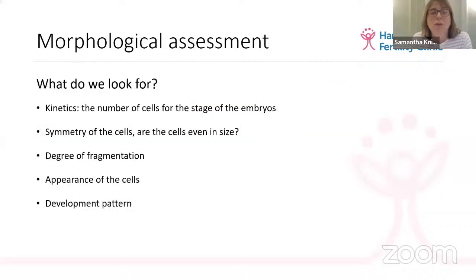Historically, we've looked at whether an embryo has the right number of cells for the timing and the stage of the embryo. We look at the symmetry of the cells, so are they an even size or an uneven size, depending on what cell stage they are. We look for degrees of fragmentation. We look at the appearance of the cells, and we check that the development pattern is as we would expect. So 2, 4, 8.